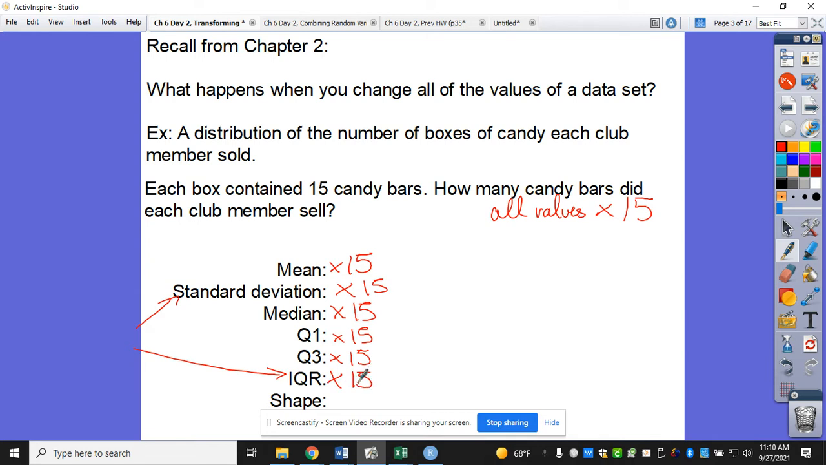What happens to our shape? Because if it looked like this and I stretch it out, it still looks the same, right? So measures of center get changed exactly how you'd expect them to. Measures of spread only get changed by what? Multiplying or dividing. Spread always, shape always stays the same.